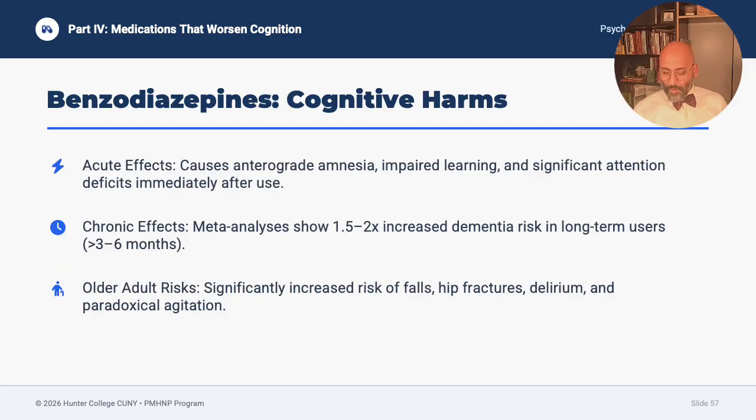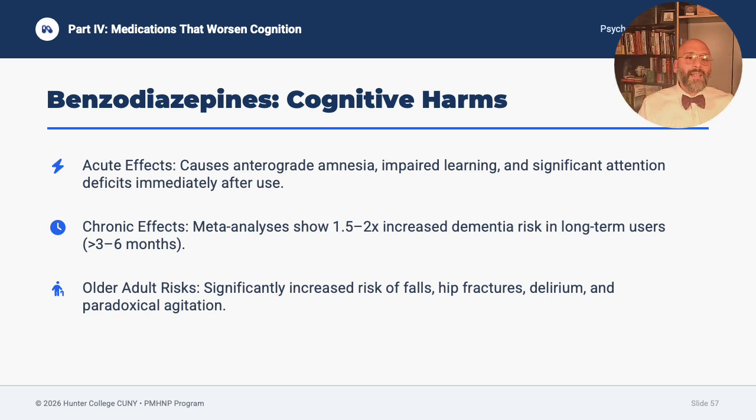Benzodiazepines deserve their own warning label when it comes to cognition. So acutely, they cause anterograde amnesia. That is, impaired learning and attention deficits. So often, immediately after dosing, it's going to be hard to take in and hold on to new information. And patients may feel calmer while becoming less cognitively functional.